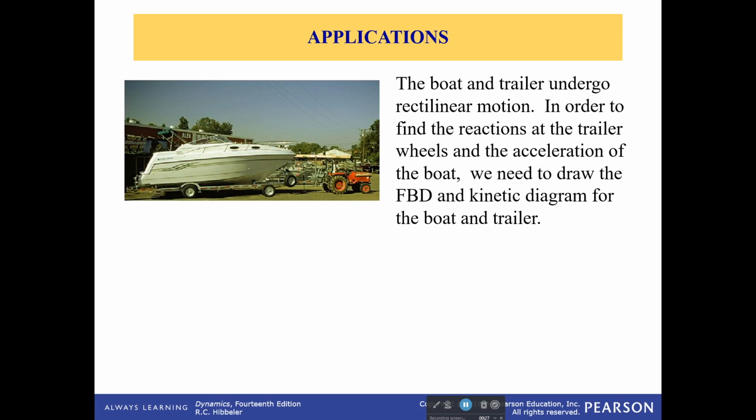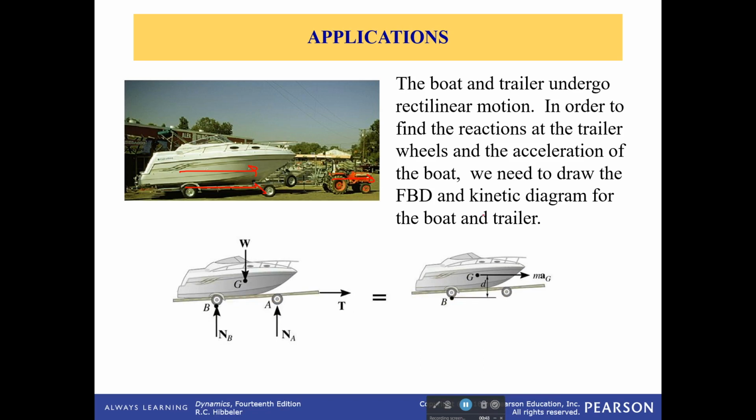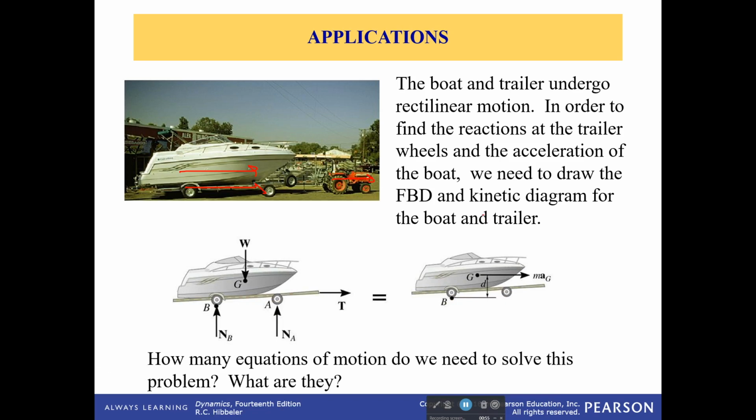First off, why do you care? That's the big point we always should start with. Well, for one, if you look at this boat and trailer, they undergo rectilinear motion. So tractor moves forward, trailer moves forward, boat moves forward in a nice straight line. If we wanted to find the reaction of the trailer's wheels, as well as the acceleration of the boat, we'll need to draw a free body diagram and a kinetic diagram to see which direction it is going and what forces are helping it to go in that direction. So how many equations of motion would we need to solve this problem? And what would they be?